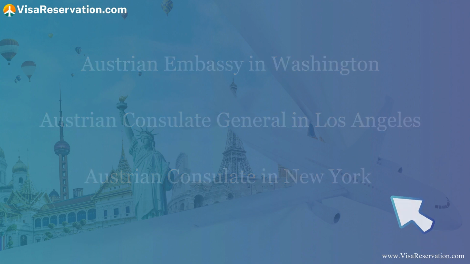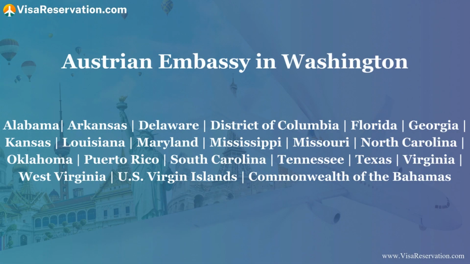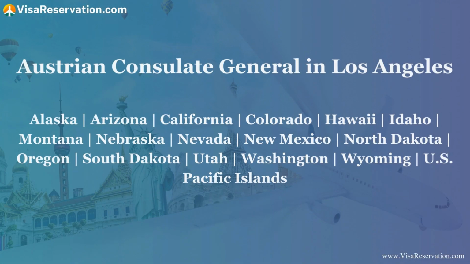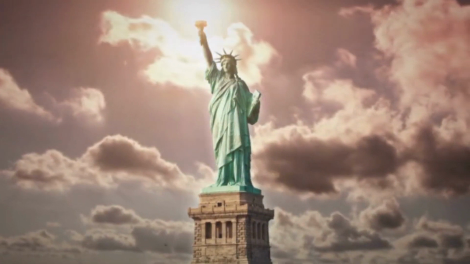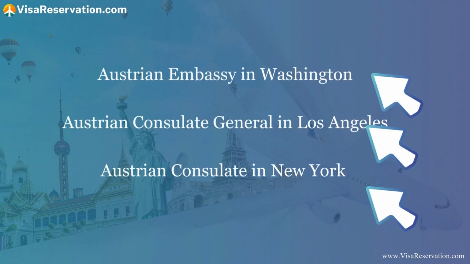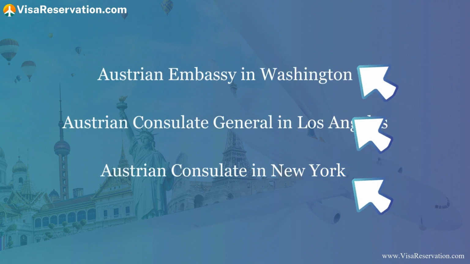The Austrian Embassy in Washington deals with applications from residents in these areas. The Austrian Consulate General in Los Angeles deals with applications from residents in these areas. The Austrian Consulate General in New York deals with applications from residents in these areas. Make sure you choose the correct office and check their website for full information about applying for a visa.